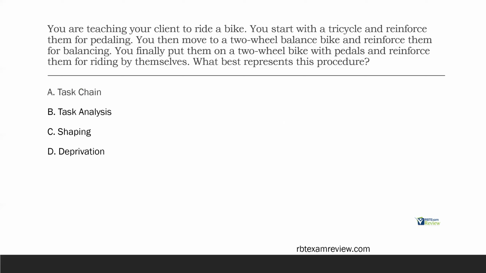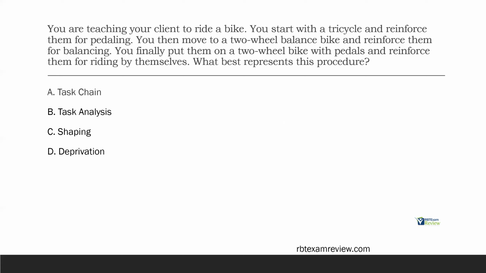Well, we know it's not deprivation, right? Because we're not depriving them of anything. We're not withholding anything. Is it a task chain? Well, don't get confused here, right? We're teaching steps, kind of. But are we teaching individual steps to a larger chain, or are we trying to teach one ultimate behavior, which is riding a bike? So we're not really chaining this together. We're teaching what? We're teaching approximations, hint, hint, of riding a bike.